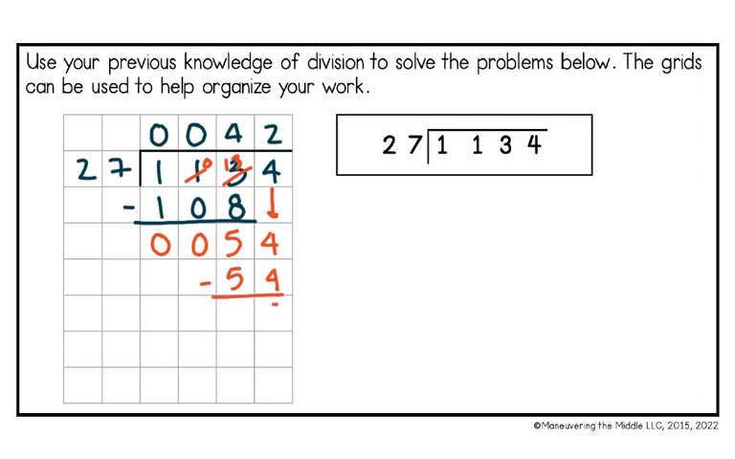We subtract 4 minus 4 is 0. 5 minus 5 is 0. So we are left with 0. So we know our answer is done for this problem. There's no remainder because we were able to get to 0. So our answer is 42.